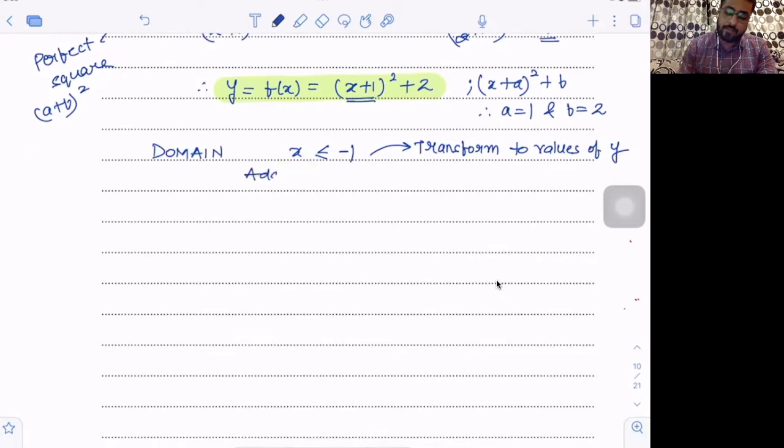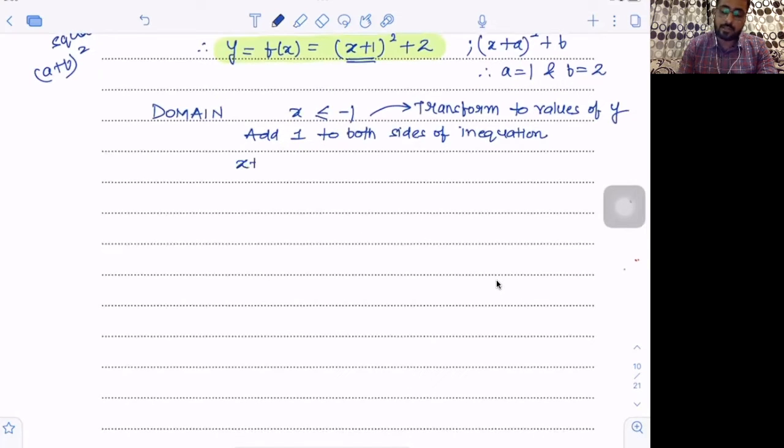So add 1 to both sides of the inequation, right, students? So what do I get? I get x plus 1 less than or equal to -1 plus 1. So remember, if you add or subtract a similar term from both the sides, the inequation is bound to remain the same. It is going to remain the same, right?